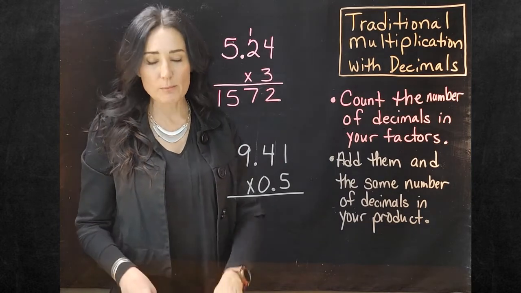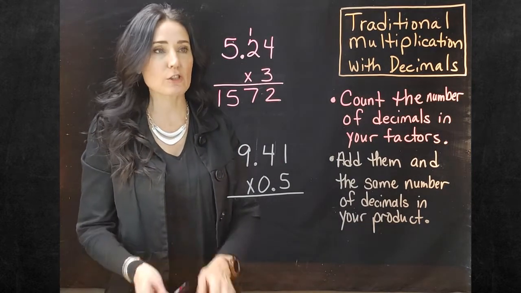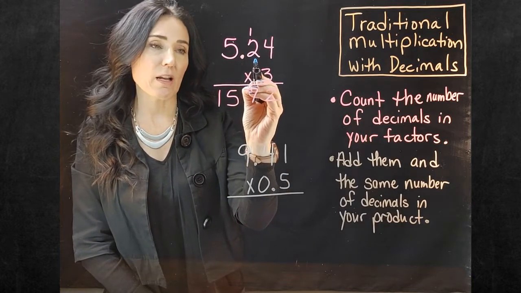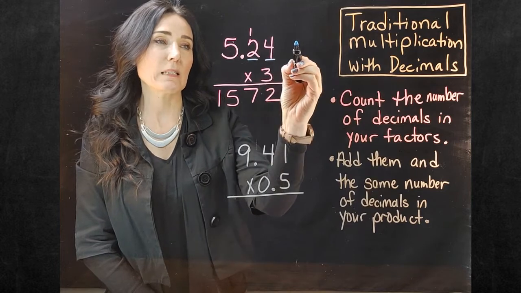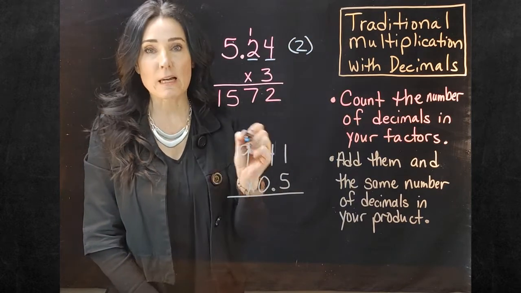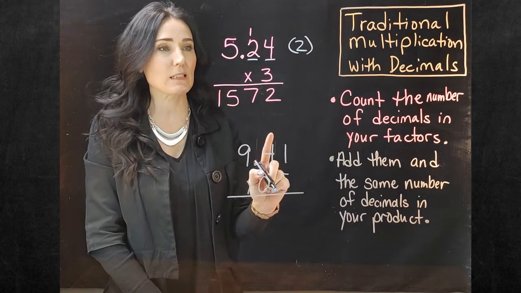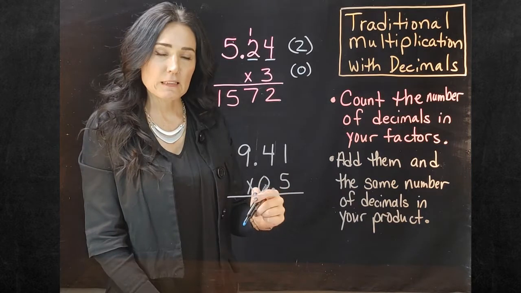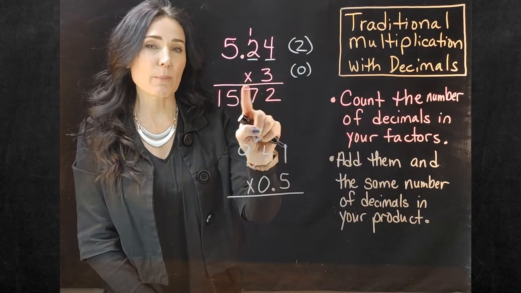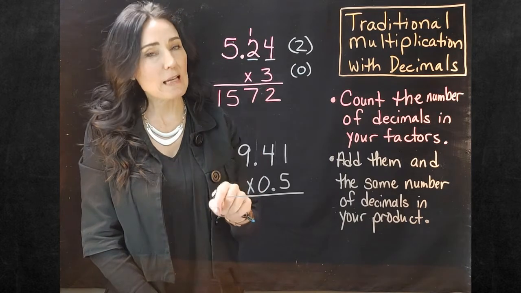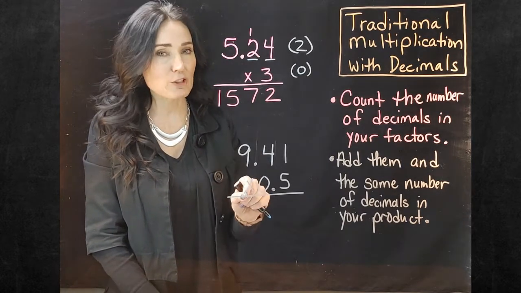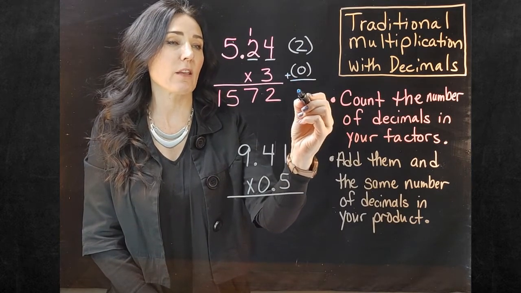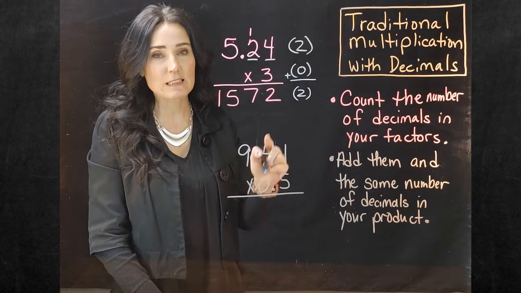So as I mentioned, we're going to be putting the decimal in at the end. So notice that in this particular number, 524 hundredths, we actually have 2 decimal places. Not decimals, we have 2 decimal places. And this number, we don't have any. So the rule is that you count however many decimals you have up here in your factors, and then that's how many decimal places you put in your answer. So we have 2 in all. We're going to add those together. So we have 2 decimal places in all.